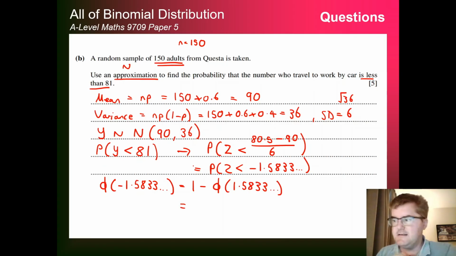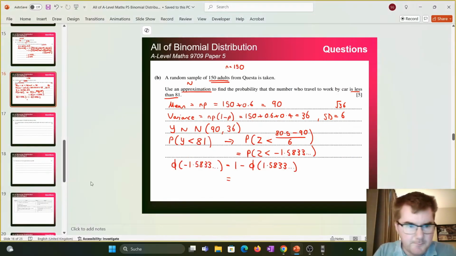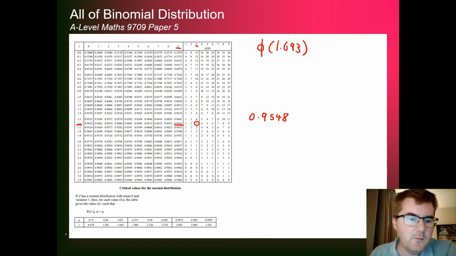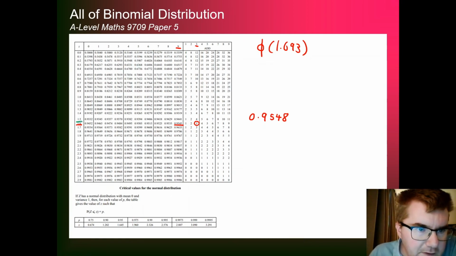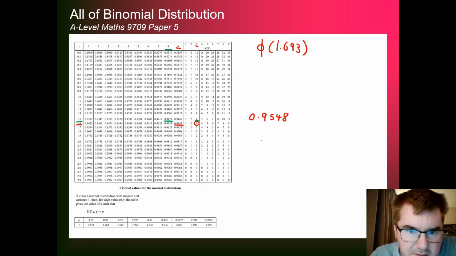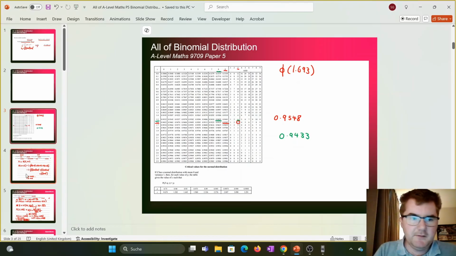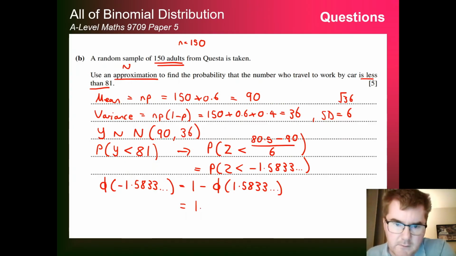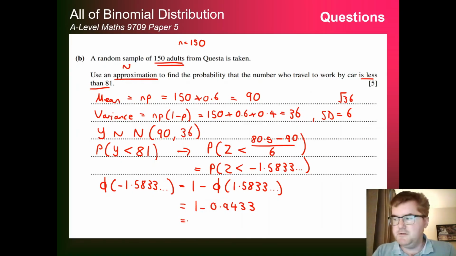1.5833. Okay, so let's see if we can work that out on our table. So 1.5833, let's see what that looks like. Let's use a different color. So 1.5, that one here. 8, so that's here. And then we want 3, so we add 4 to it, so 0.9433. Okay, and then we just take that away.